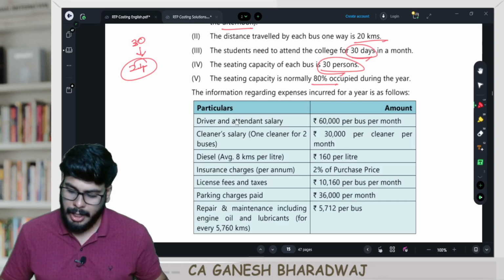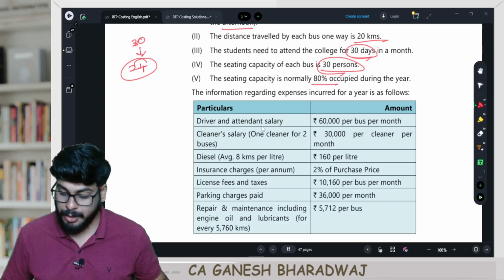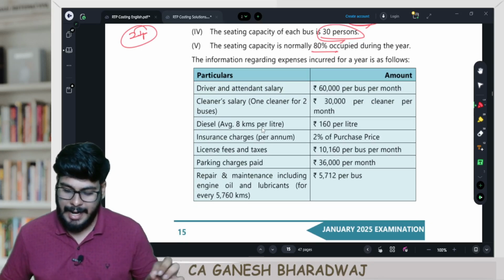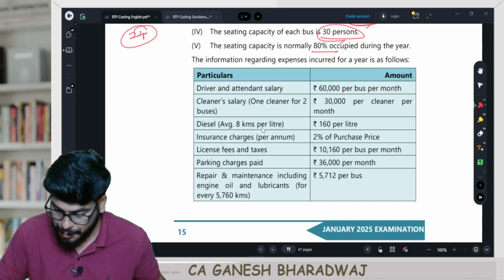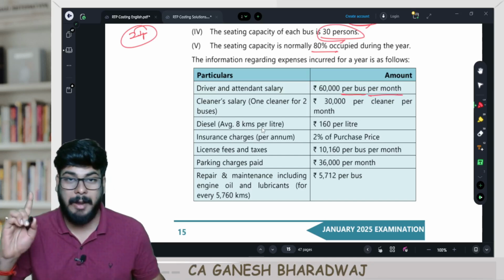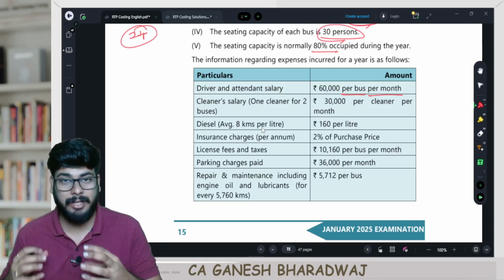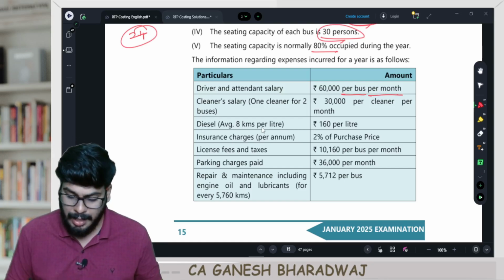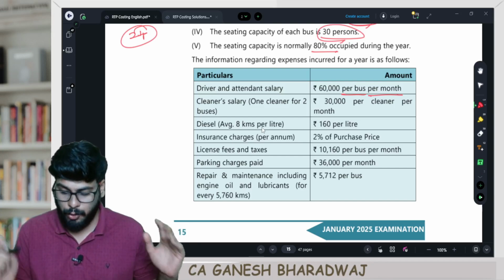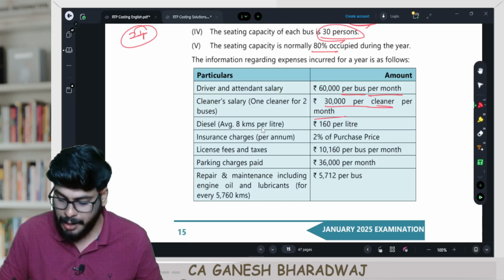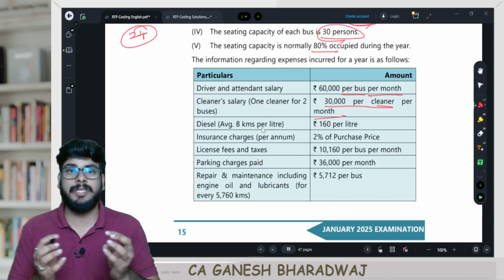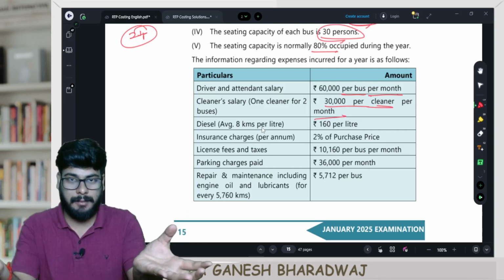Next, the information regarding the expenses incurred for the year is as follows. Driver and attender salary 60,000 rupees per bus per month. Be very careful with these wordings. This is where the students make mistakes. Cleaner's salary, one cleaner is required for 2 buses, 30,000 rupees per cleaner per month, which means this 30,000 rupees is a cost for 2 buses per month.